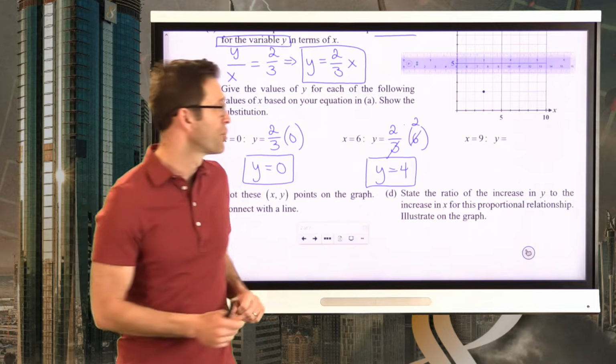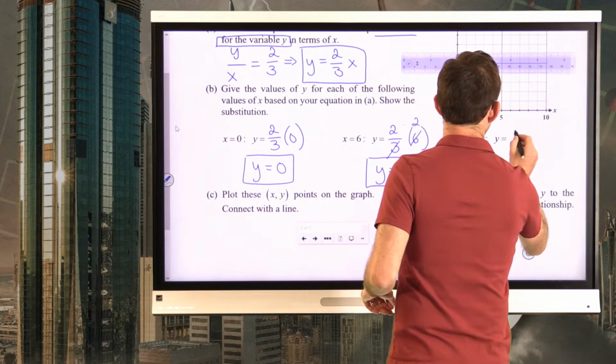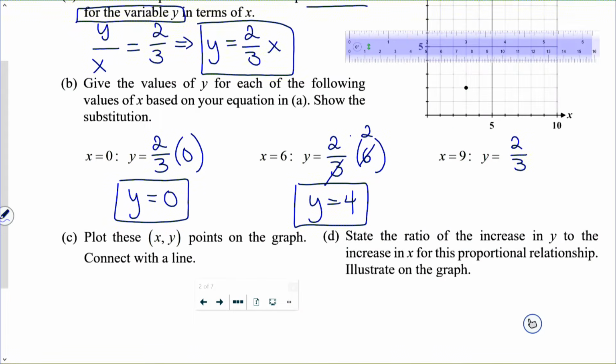Well, again, pretty easy. When x is equal to 9, y is going to be 2/3 times x, so 2/3 times 9. Again, 1/3 times 9 is 3, and then 2 times 3 is 6.